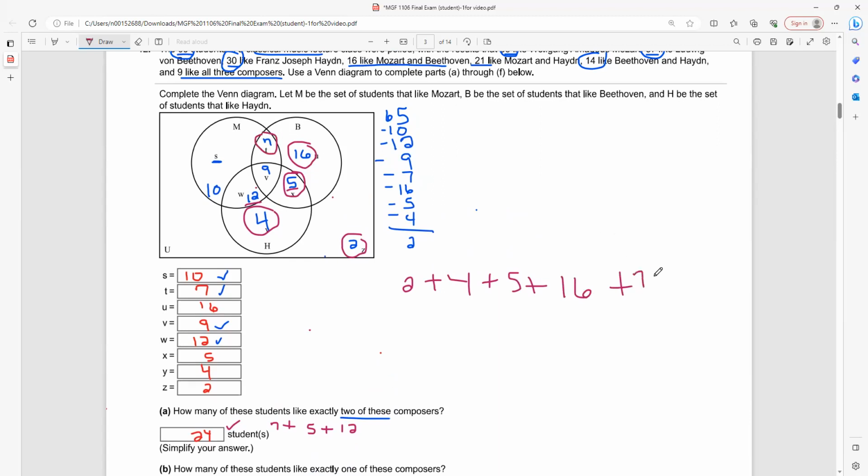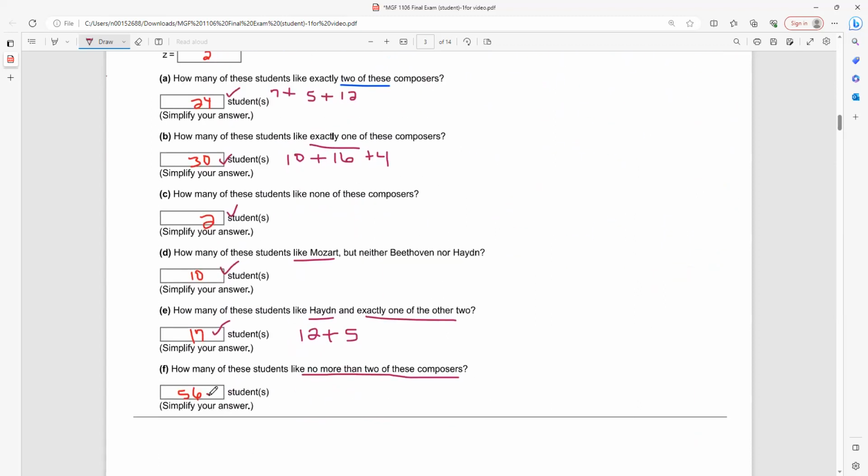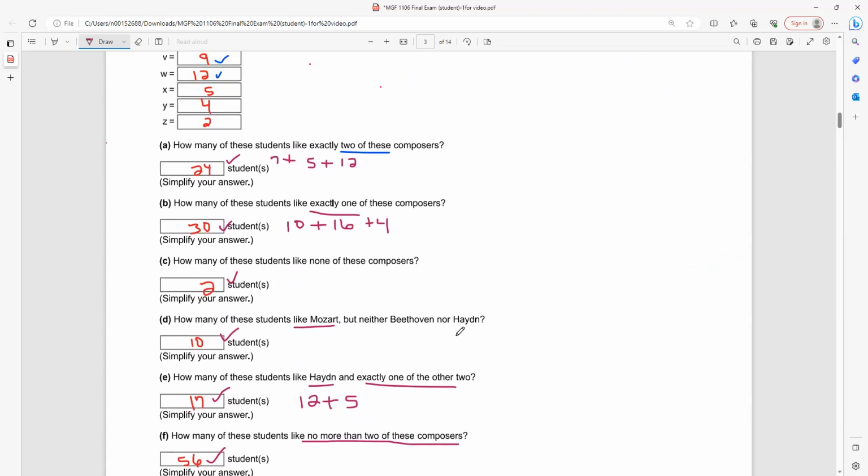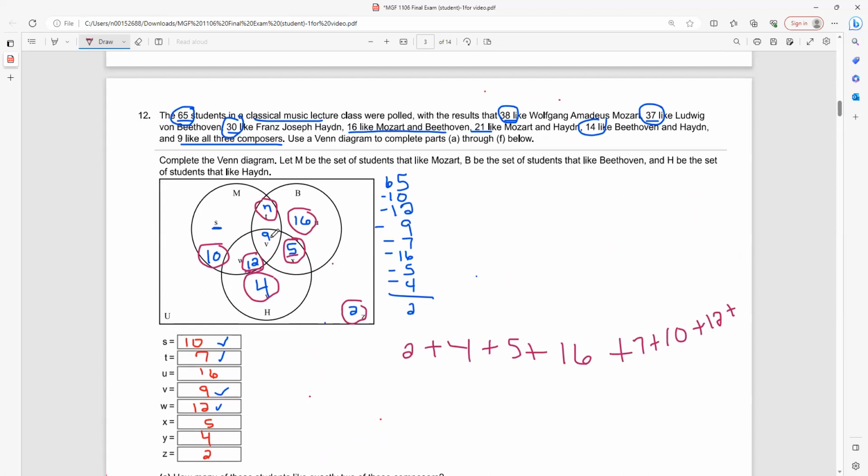So 7 plus 10 plus 12. We'd add those together and get our sum together. So we add all of these together, we'll get 54 or 56 students that liked no more than 2 composers. So it should be every number except for that middle number, because this number represents the students that liked all 3.